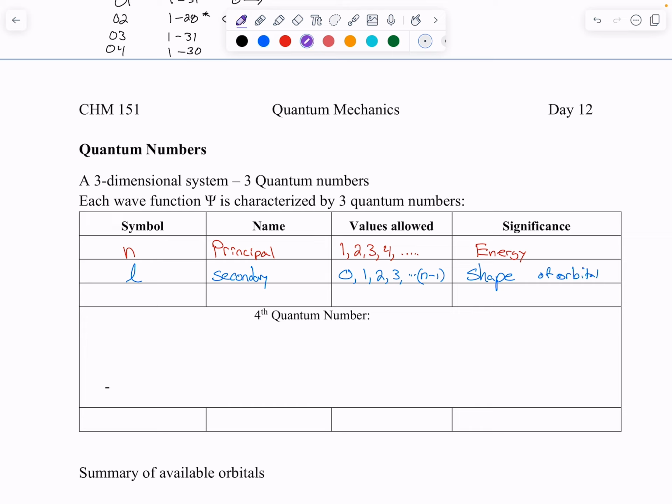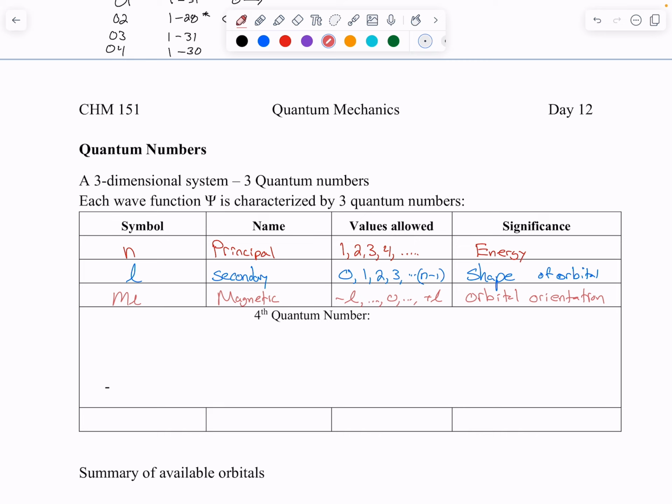And then there's the third quantum number, m sub L, which is our magnetic quantum number. This one goes from -L to positive L, and this is our orbital orientation in 3 dimensions.